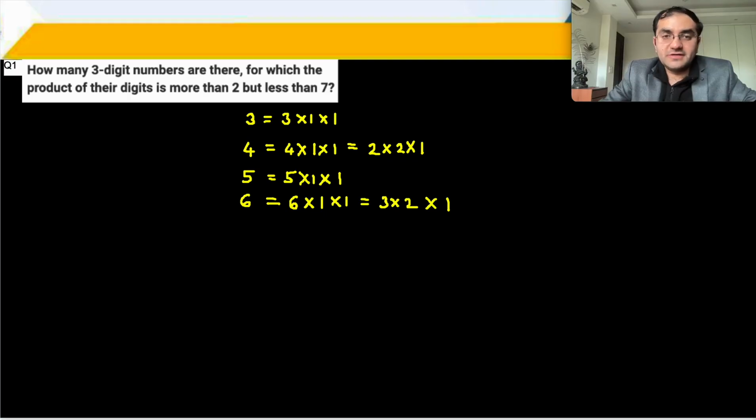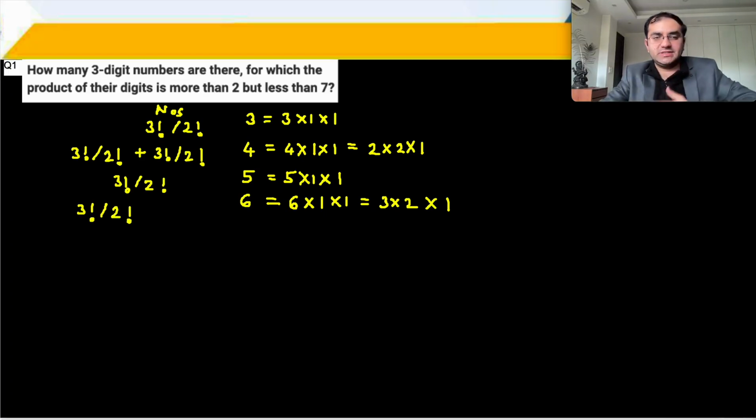So for the first case, how many numbers can I form with digits 311? I have to arrange 3 items. That's 3 factorial upon 2 factorial. The ones are identical. For 4, I have 2 cases. So 411 is again 3 factorial by 2 factorial, and 221 is also 3 factorial by 2 factorial because 2 items are identical. Same thing for 511, 3 factorial by 2 factorial, and 611 has 2 cases.